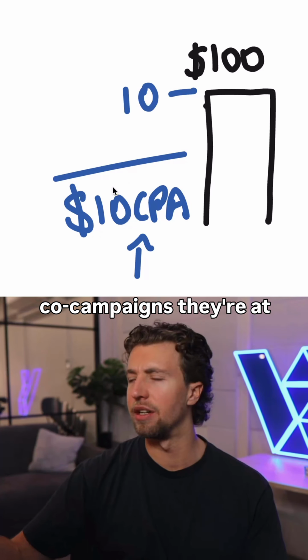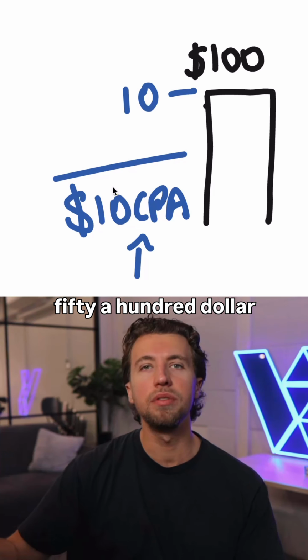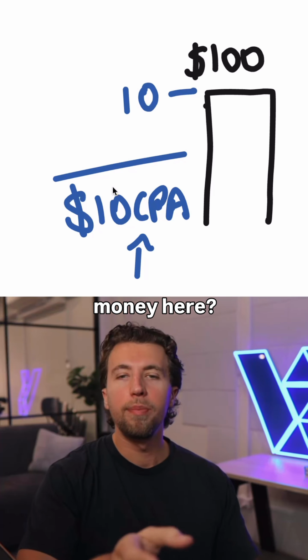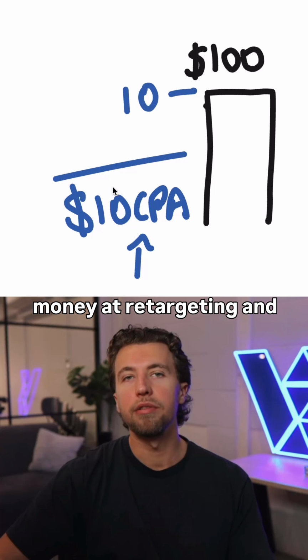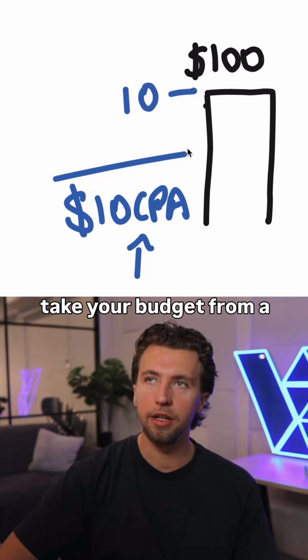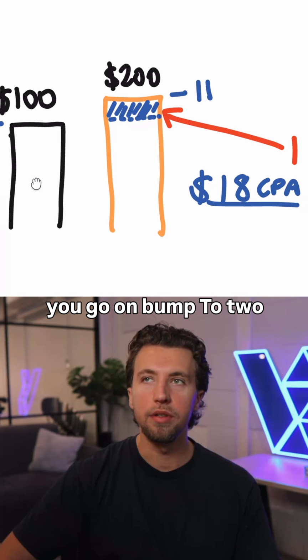All of our other campaigns, our cold campaigns, they're at $50, $100 CPAs. So why don't we just put more money here? Why don't we tell our agency or our internal performance marketer, throw more money at retargeting? And so you do that. And you take your budget from 100 a day and you go and bump it to 200.